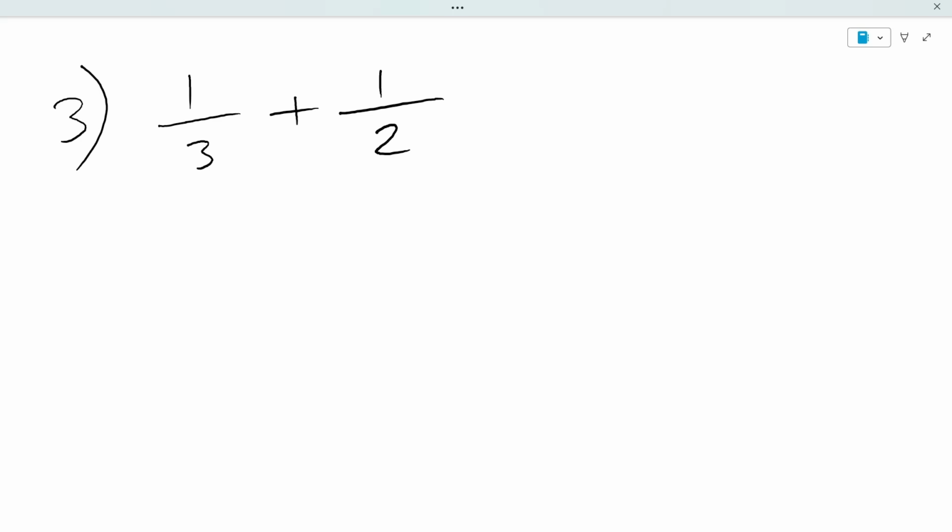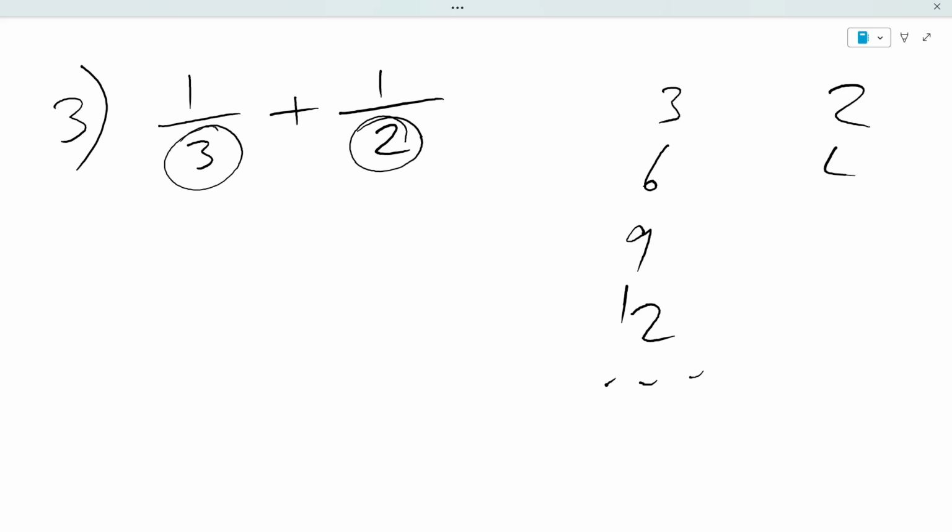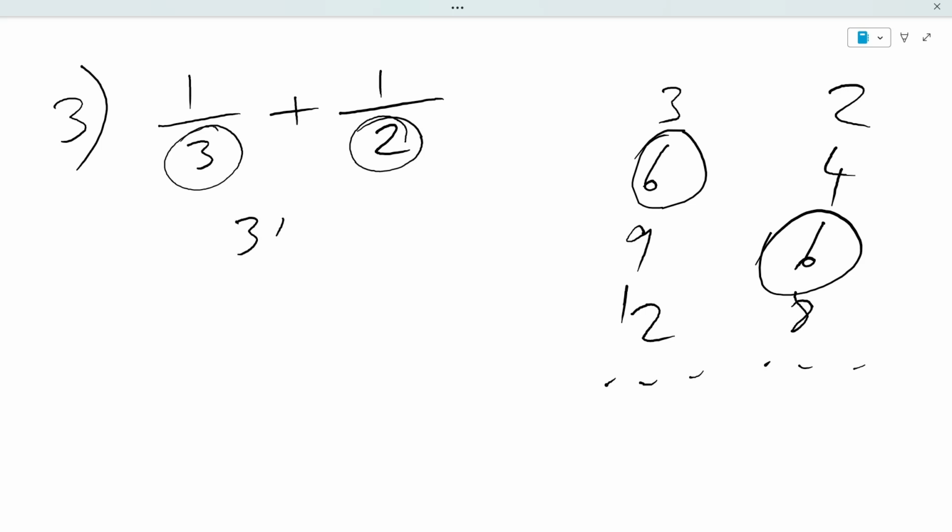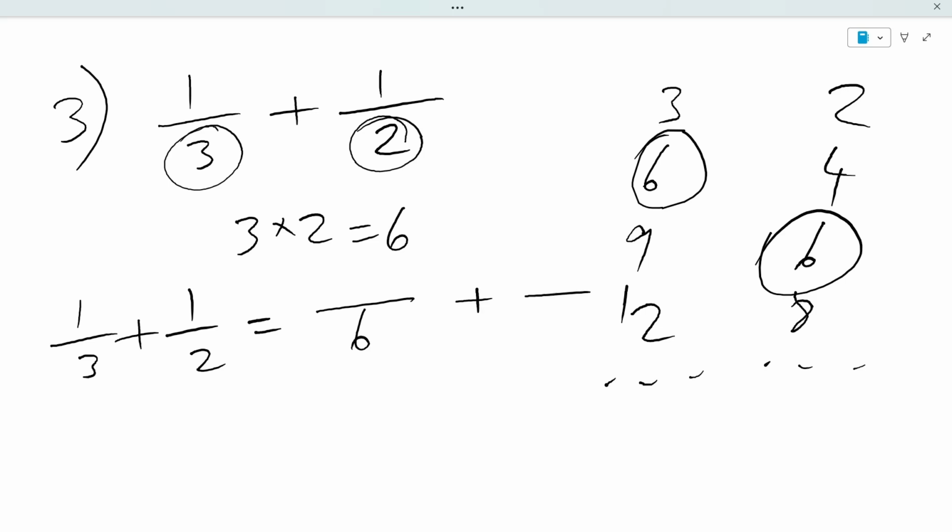So we need to think of what would be a good denominator to change these two fractions to, and we need a common multiple of 3 and 2. If we write the 3 times table out, 3, 6, 9, 12, and so on, and the 2 times table out, we need a number which is in both of them, and what we can see there is 6. Alternatively, you can just realise 3 times 2 is 6, and so that is a common multiple. So we need a third plus a half, and we know that's equal to something over 6 plus something else over 6.